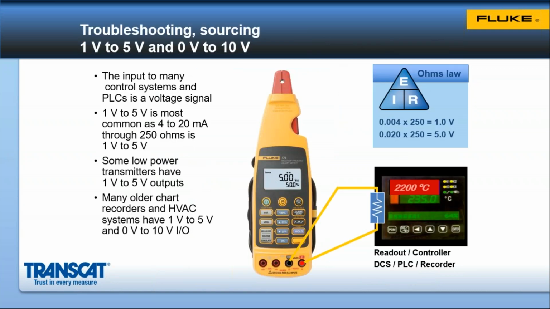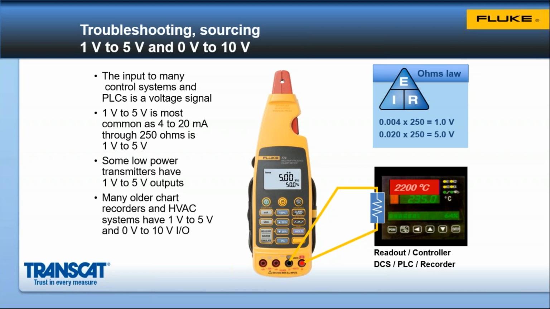So in troubleshooting and sourcing 1 to 5 and 0 to 10 volt signals, there's going to be an input to the controller. 1 to 5 volts is the most common DC voltage process signal as a function of 4 to 20 milliamp signals and 250 ohms of input impedance at the inputs of most controllers.